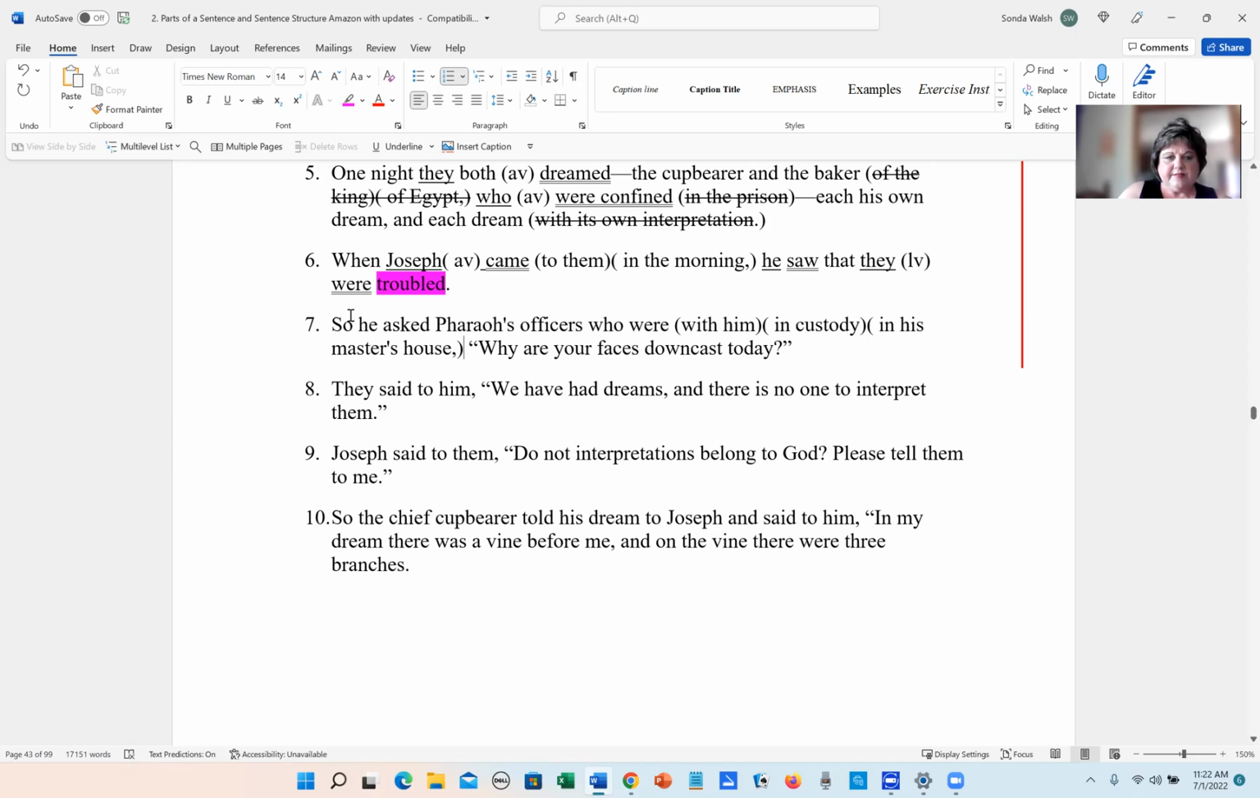So let's find our subjects. He is a subject. Underline that once. Asked is an action verb, so we'll underline that twice and write AV.